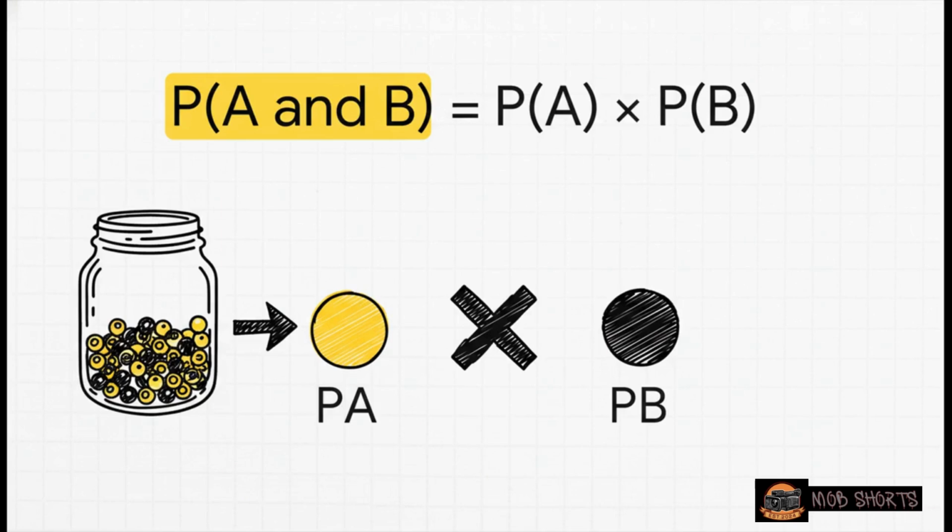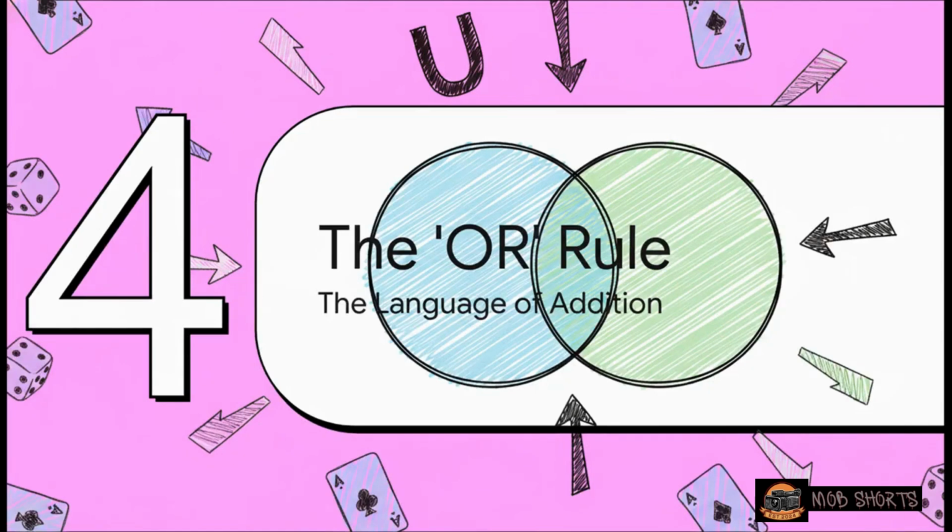So the probability of drawing a yellow bead and then a black bead, assuming we put the first one back, is just the probability of the first event, 3/7, multiplied by the probability of the second, 4/7. Simple as that. But wait, what if we don't need 2 things to happen one after the other?